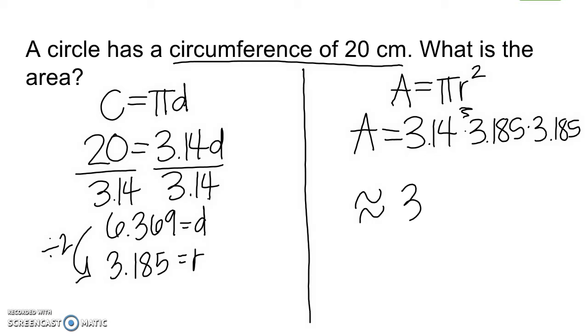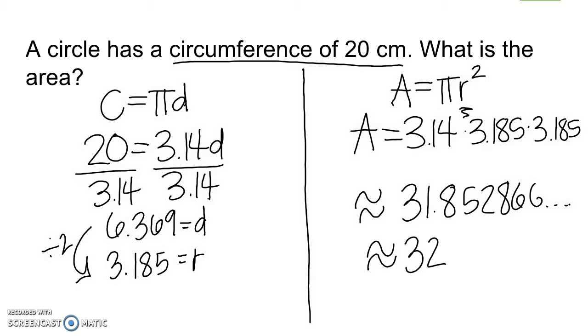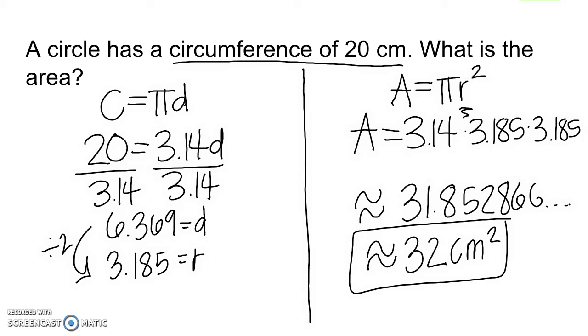Approximately, I get 31.852, and so on. So rounded to the nearest whole number would be 32 centimeters squared. Okay, so our process again, starting with circumference, I find the diameter by dividing by pi. I get the radius by dividing by 2, and then I plug that in the area formula.